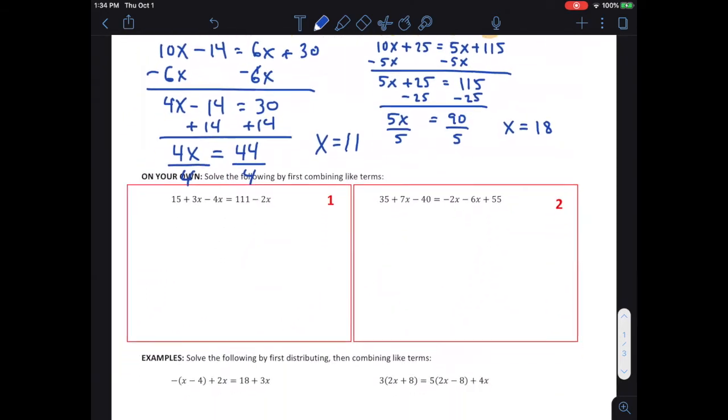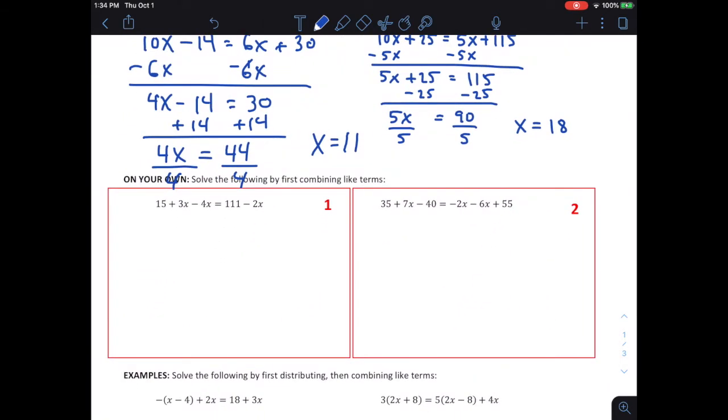Okay, so inside the red boxes, we have question 1 and question 2. I want you to do these two questions on your own. And when you are finished with them, there is an assignment on Schoology where you will submit your answers for these two problems. When you are done with that, you can restart the video and take a look at the next examples that we're going to do.